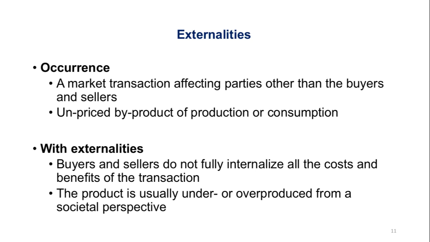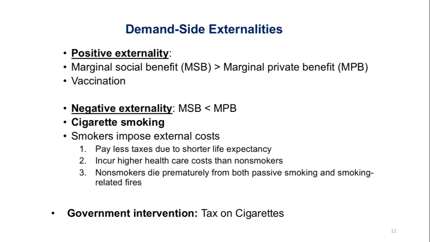So the demand side of externalities: when we have a positive externality, the marginal social benefit is greater than the marginal private benefit. The good example would be vaccination. Another example would be education.